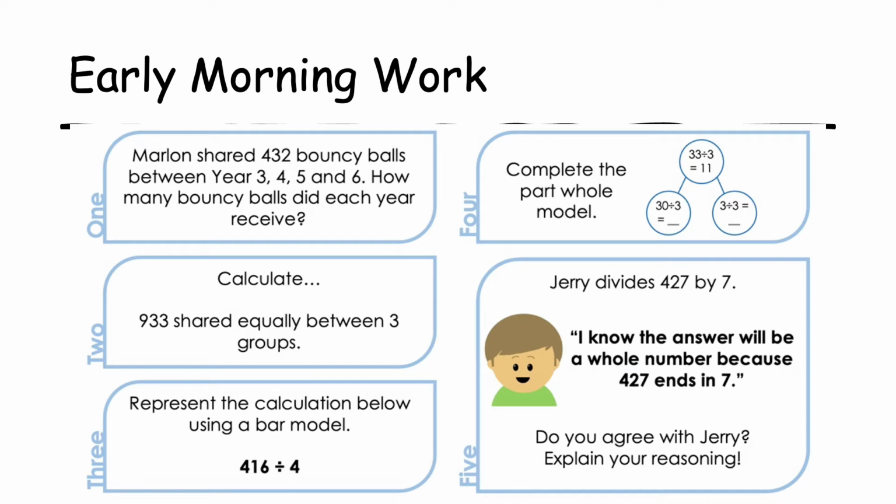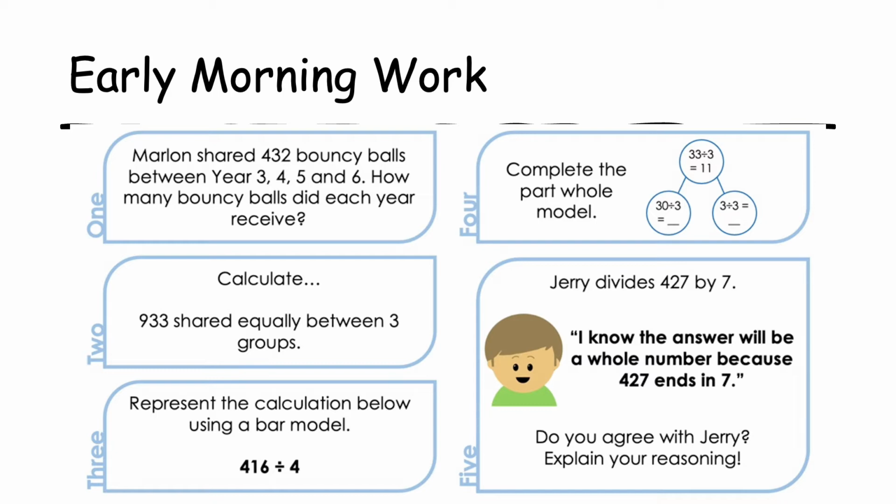Okay, so number 1. Marlon shared 432 bouncy balls between years 3, 4, 5 and 6. How many bouncy balls did each year receive? So I know there's 432 balls and there's year 3, 4, 5 and 6. So that's 4 year groups. So my calculation would be 432 divided by 4. And that gives me 108. So each year group would receive 108 bouncy balls.